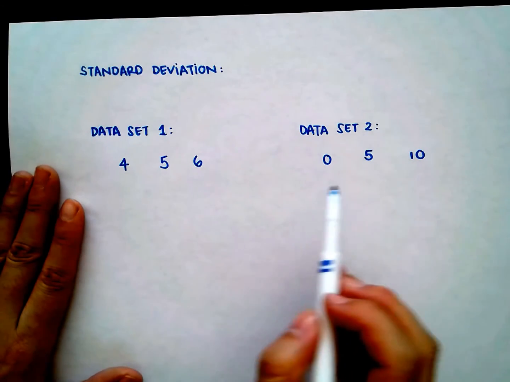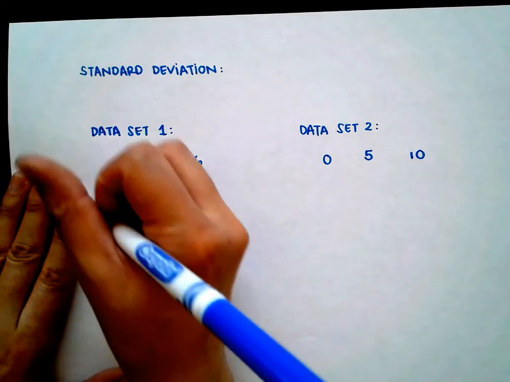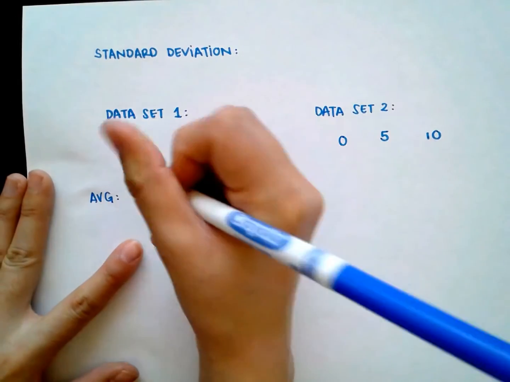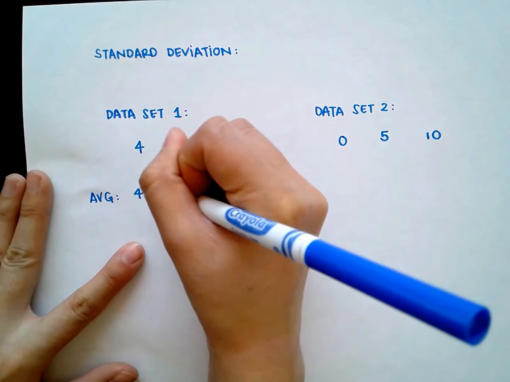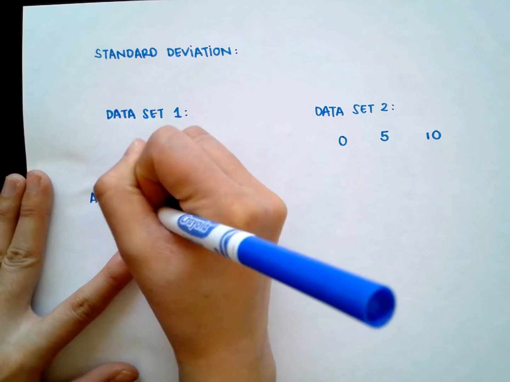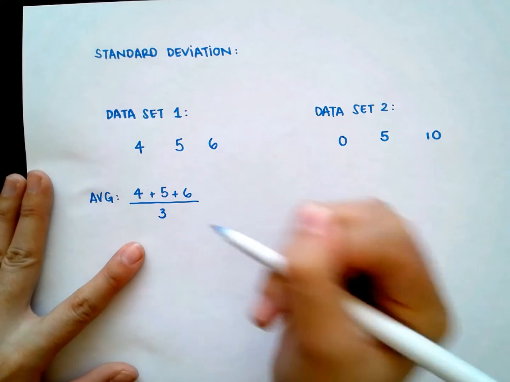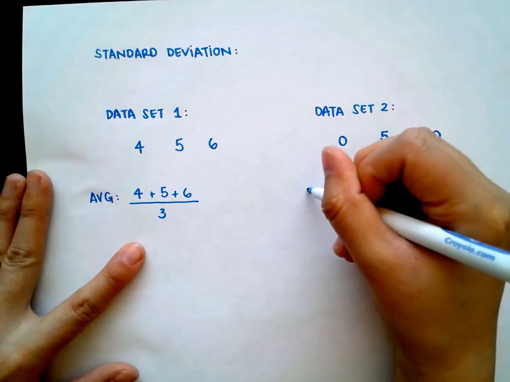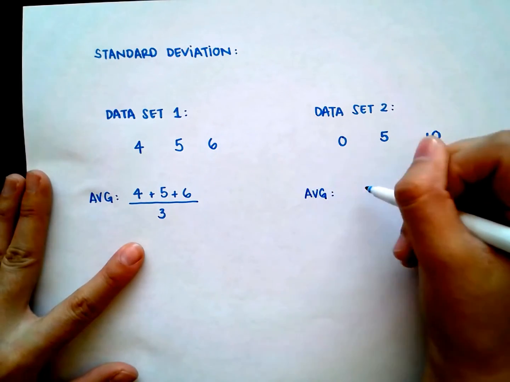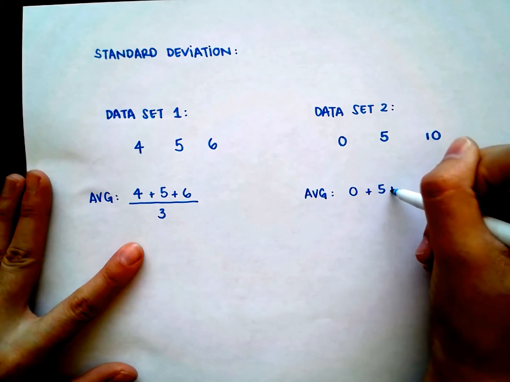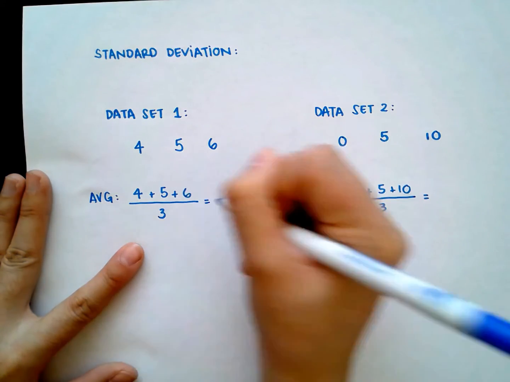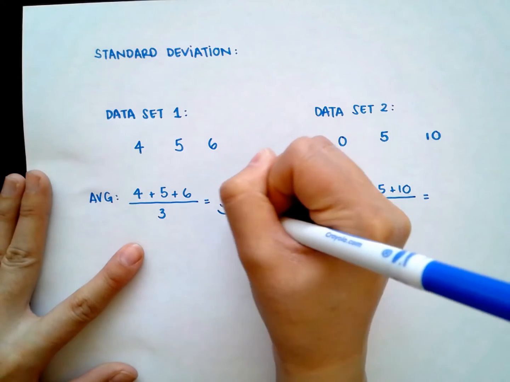Now, if I were to look at these two data sets, their average, or the mean, is going to be the same. 4 plus 5 plus 6 divided by 3. All right. And then we have the average here, 0 plus 5 plus 10 divided by 3. All right. And so their average, both of them, is going to be 5.